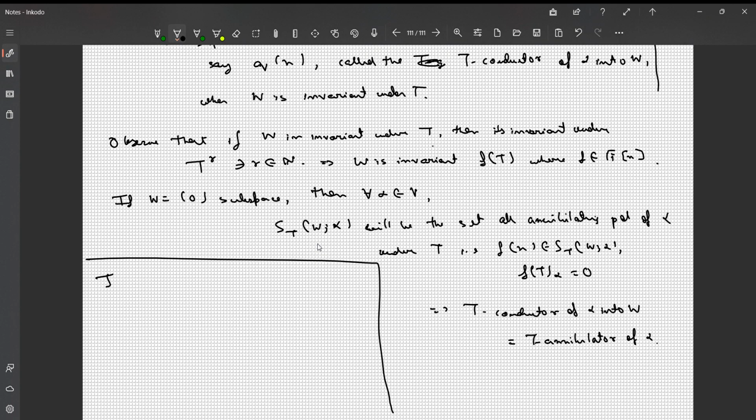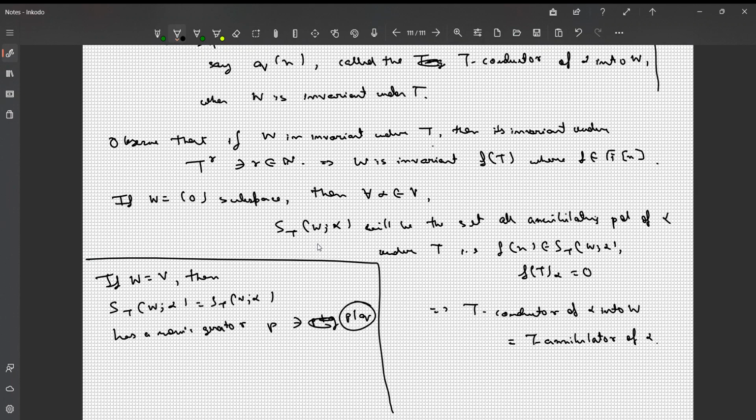Okay. Moreover, observe that if W is equal to V, what happens? If W is equal to V, then S_T(alpha; W) is nothing but S_T(alpha; V). So it has a monic generator P such that P divides Q. I have used the notation Q. So P divides Q. Right? So what does this actually mean? So this actually means that the conductor will divide the minimal polynomial, right? Let me just explain this a bit in the next page. This requires quite a bit of an explanation.